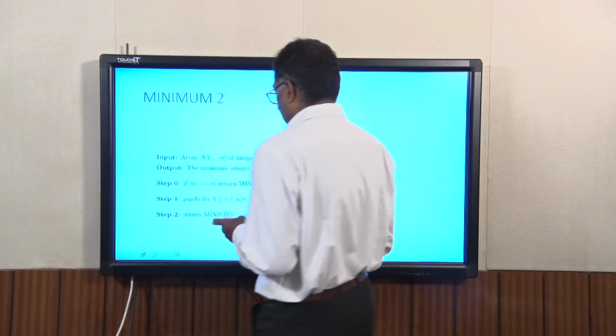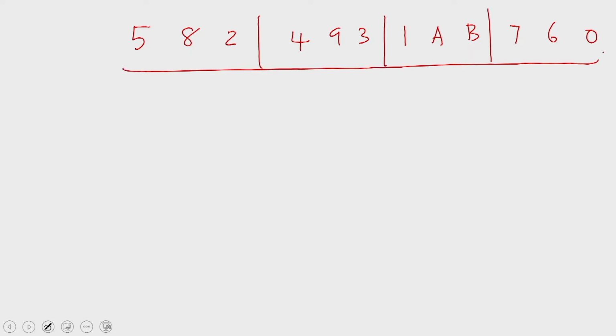Let me take an example. Let us say we have an array of size 12, where A and B are hexadecimal, 10 and 11 respectively. So, let us say this is the given array. Suppose we divide this array into segments of size 3 each. Our goal is to find the minimum in the entire array. We divide this into several local problems and solve each local problem.